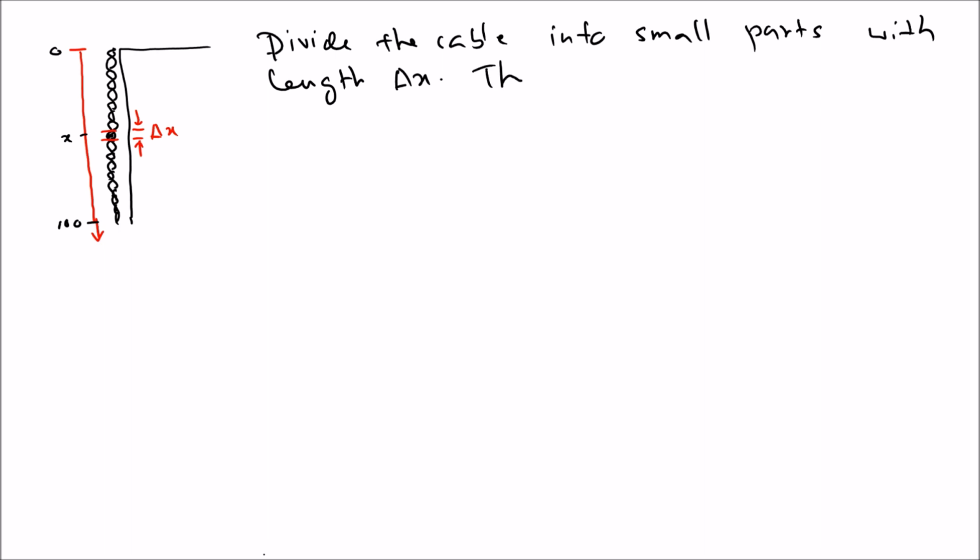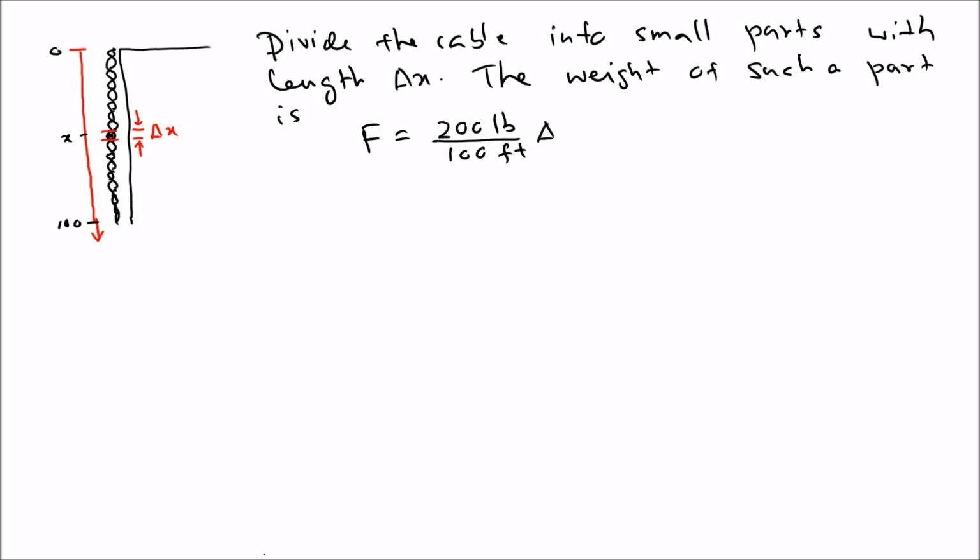The weight of such a part is F. We know that 200 is the total weight, which is for 100 feet, but we only have delta x. So this gives you the weight of that small piece. That means 2 delta x pounds, because delta x also has feet, so you can cancel and get pounds. That is the weight of one small piece, 2 times delta x.